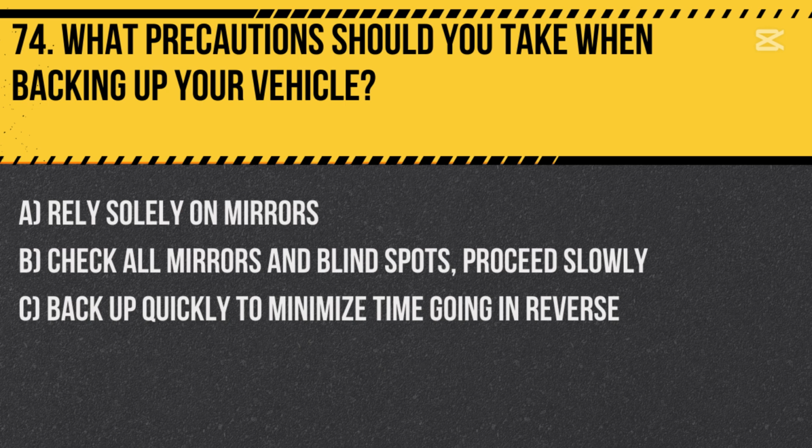Question 74. What precautions should you take when backing up your vehicle? A. Rely solely on mirrors. B. Check all mirrors and blind spots. Proceed slowly. C. Back up quickly to minimize time going in reverse. Answer: B. Check all mirrors and blind spots. Proceed slowly. This ensures you are aware of all surroundings and can prevent accidents.